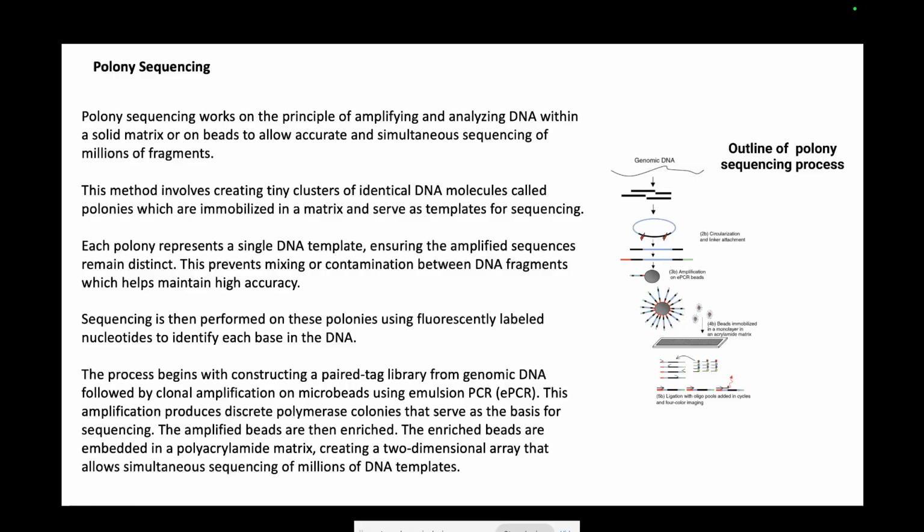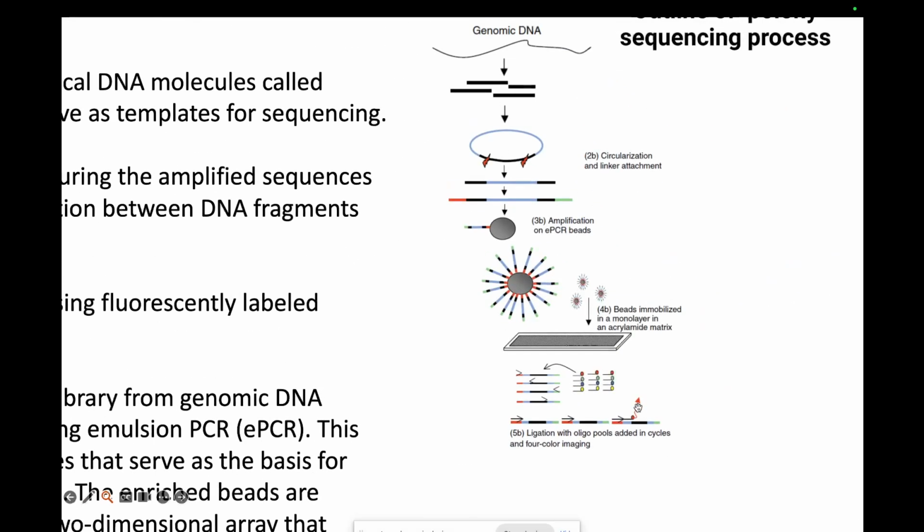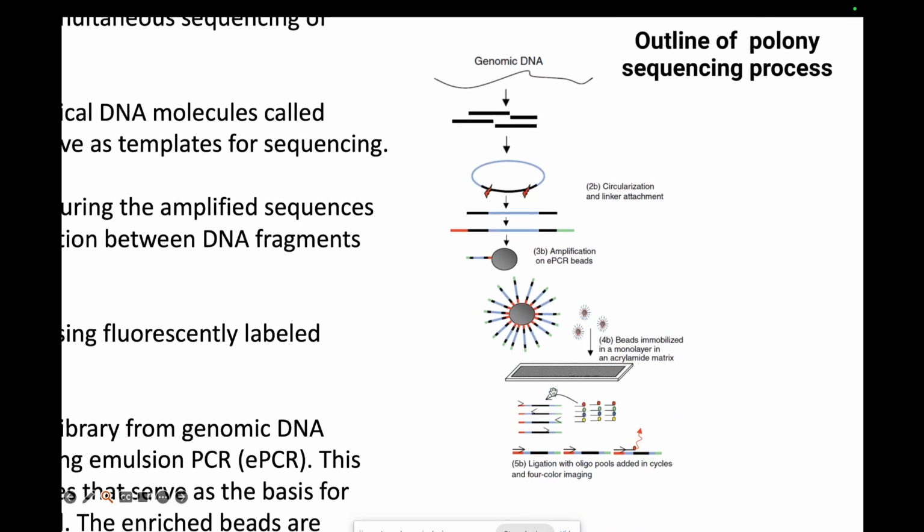The amplified beads are then enriched, and the enriched beads are then embedded in a polyacrylamide matrix, creating a two-dimensional array that allows simultaneous sequencing of millions of DNA templates. So this is the schematic for the polymer sequencing process. The DNA is broken down into smaller strands. In some cases, you circularize the DNA so that it does not get attached to other strands.